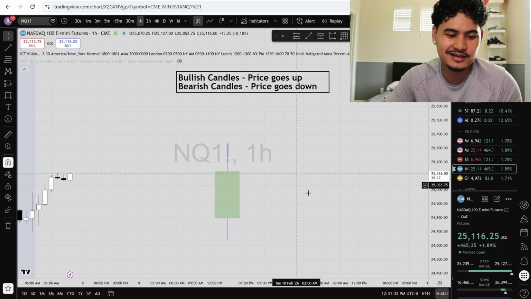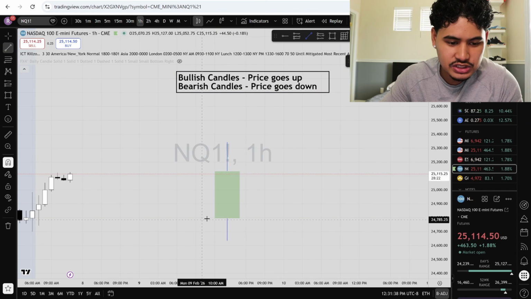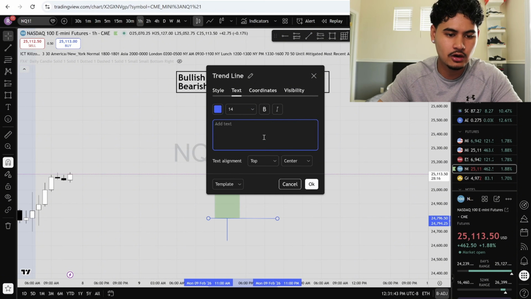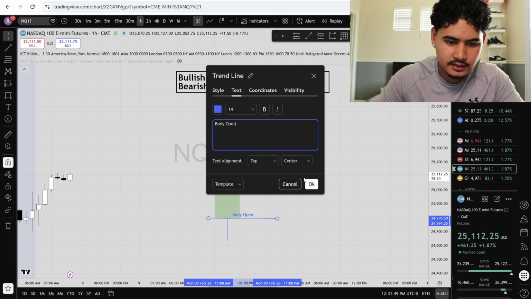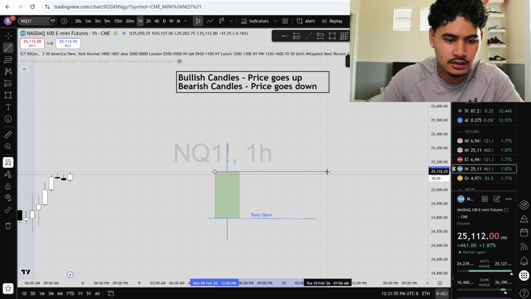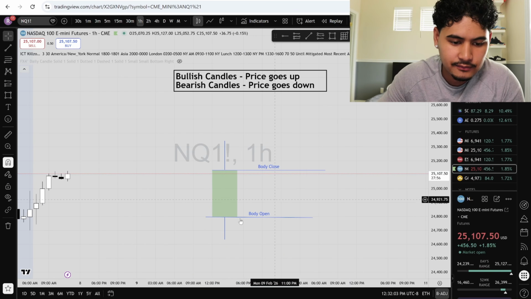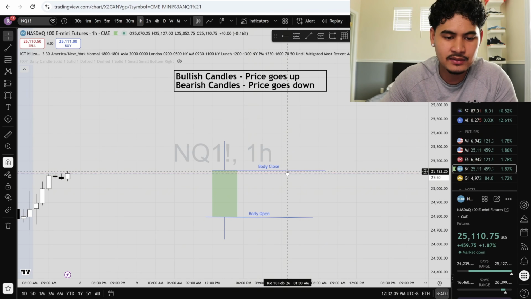Well, because it's green. I'm just kidding. Candles can be any color they want, but we're going to say this is a bullish candle because of our body open right here. This right here is our body open. Trying to annotate all these. And then we have our body close right here. So price opened right here at this price point, and then over the span of time, it decided to close up here, body close right here.